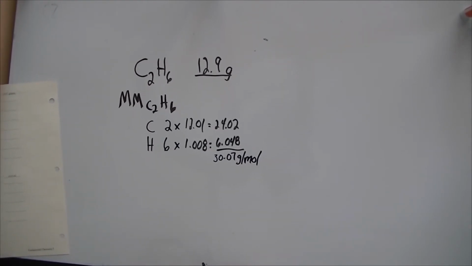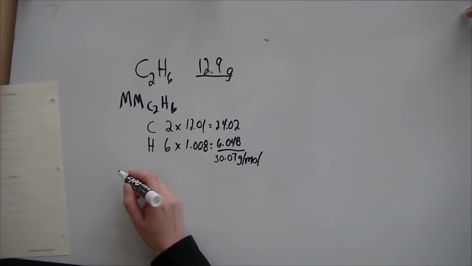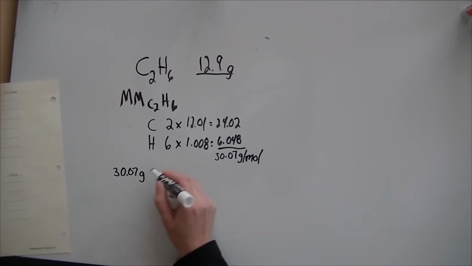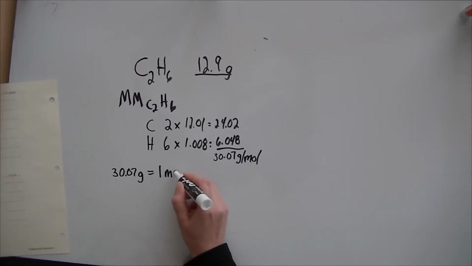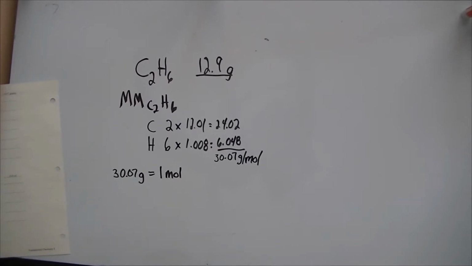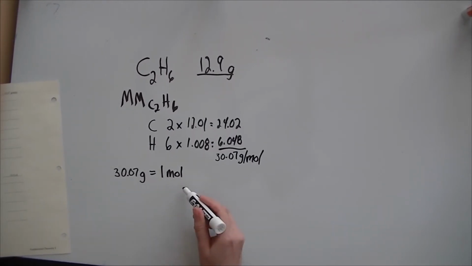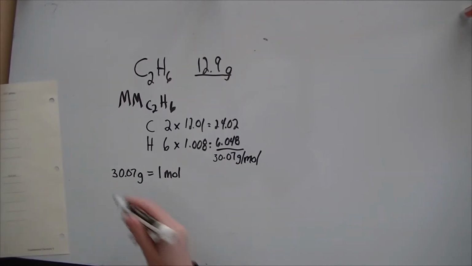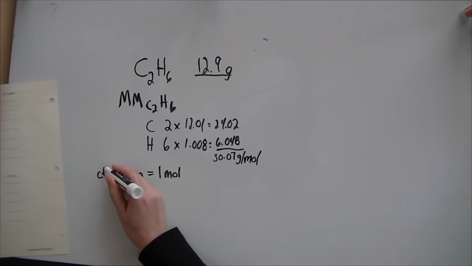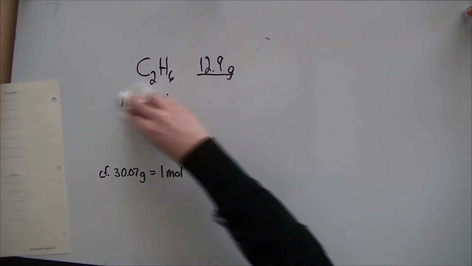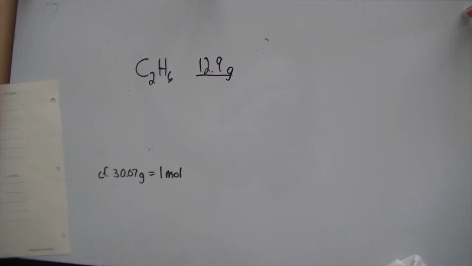So I'm going to write this off to the side like a conversion factor. So I have 30.07 grams is equal to 1 mole. So this is going to get me from the grams that I have here to moles. So I'm going to write CF here because this is my conversion factor. I'm going to erase this, give myself a little bit more room. Okay, and now I will start with my conversion.